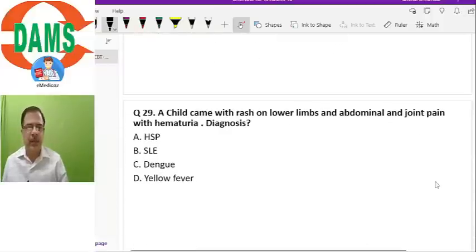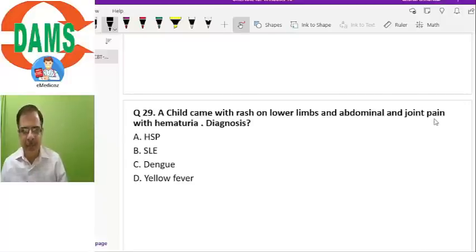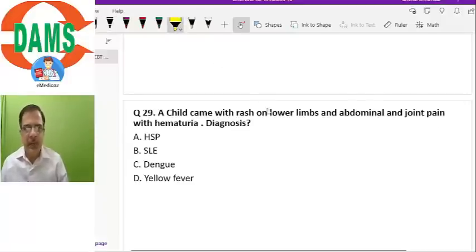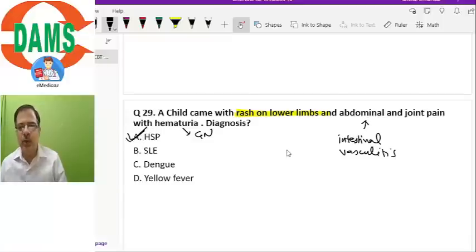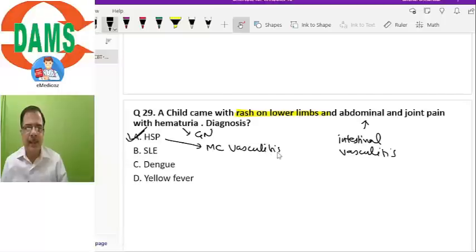Question 29. A child has a rash on the lower limbs, abdominal and joint pains with hematuria. The diagnosis is, so 100% of patients have a rash on the lower limbs. Abdominal pain is due to intestinal vasculitis. Hematuria is suggestive of glomerulonephritis. So the answer is HSP, Henoch-Schonlein purpura, and that is considered to be the most common vasculitis in children.